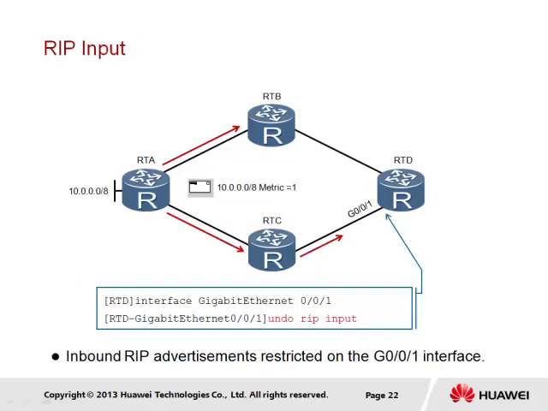Another command is that of the RIP input that is used to manage how RIP routing information is handled by the receiving interface. The shown configuration involves the use of the undo RIP input command on the Gigabit Ethernet 0/0/1 interface of RTD. Through this command, all received RIP messages via this interface will be ignored and discarded. This prevents the interface from taking part in the RIP process and may even be used to restrict an entire router from participating in RIP.